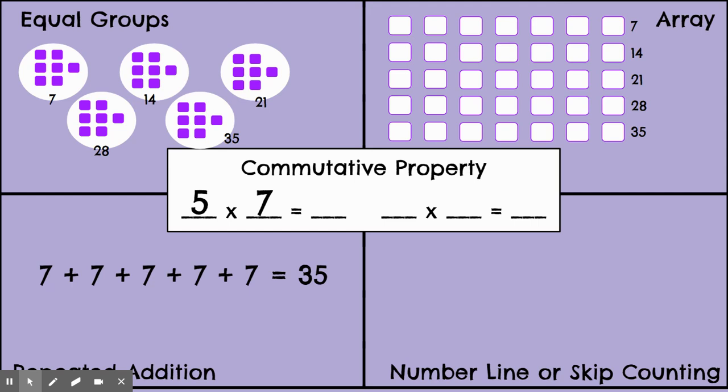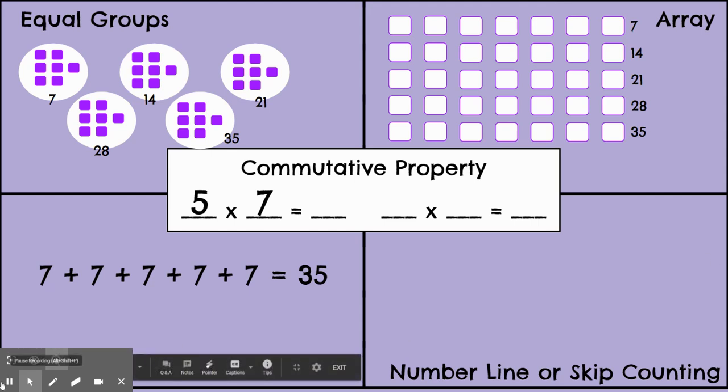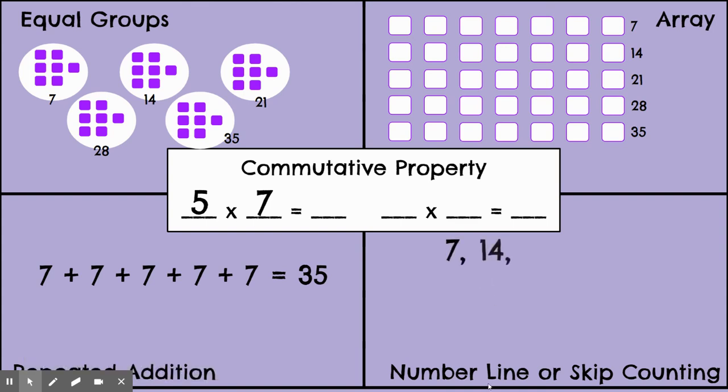Let's model that using skip counting. So I would start with 7, and then 14, then 21, 28, and then finally 35. I'm using my multiples of 7 to reach my total. Now I counted the number 7 5 times because we have 5 times the number 7.